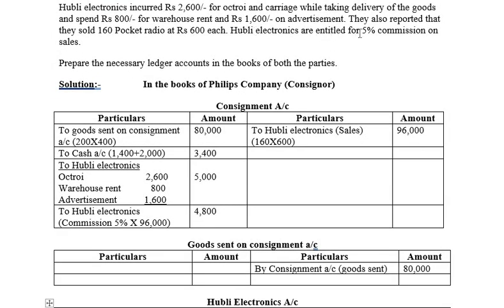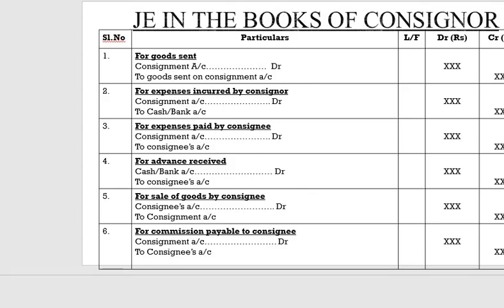Hubli Electronics are entitled to 5% commission on sales. They are entitled, that is the consignee, for selling the goods. They have got a commission of 5% on sales. So if it is commission on sale, then what do you do? Commission payable to consignee. What is the journal entry here?